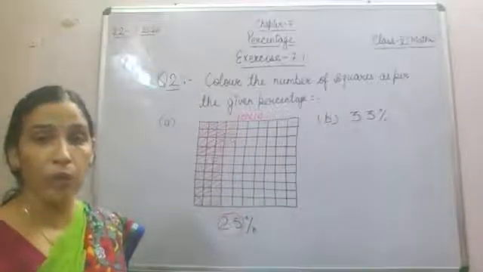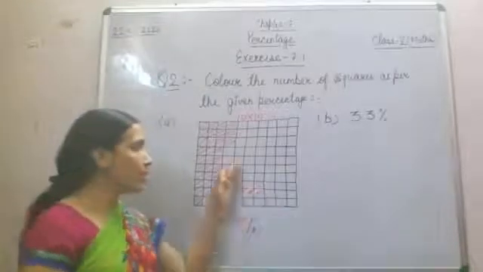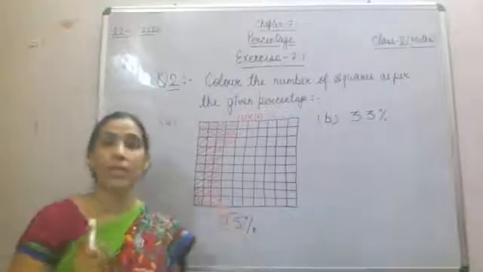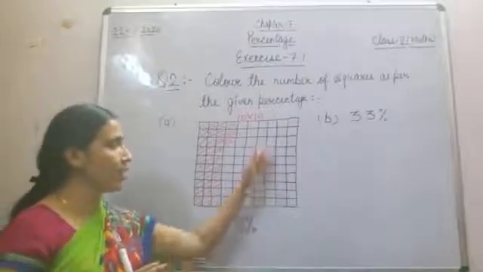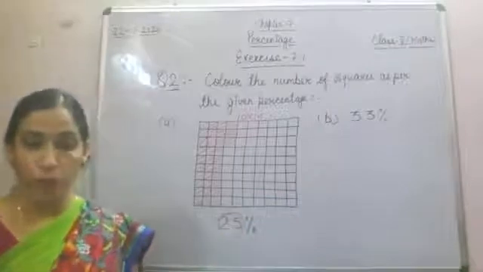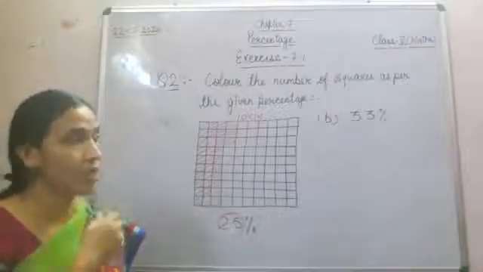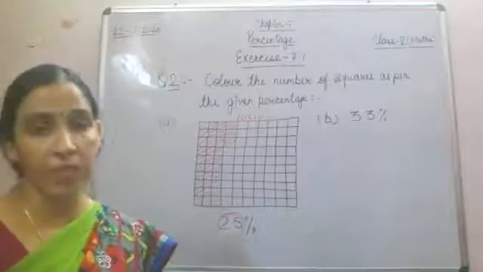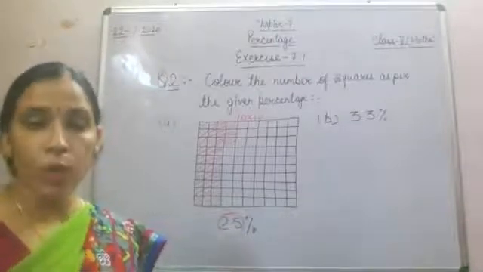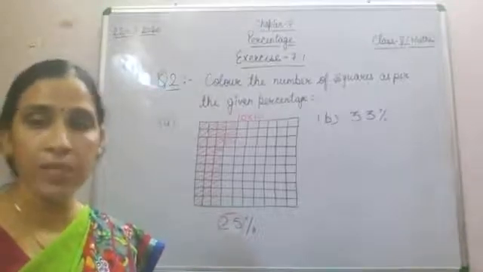And if you have to represent part C, that is 89%, then out of 100 you will shade 89 boxes. 8 whole rows and then 9 in the next row. So now by this you will represent the given fraction using the grid. Now this is your question number 2 of exercise 7.1. I hope you do not have any doubt in doing this.